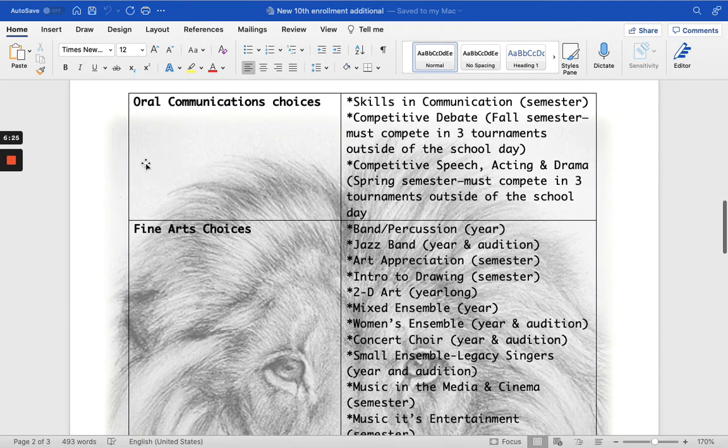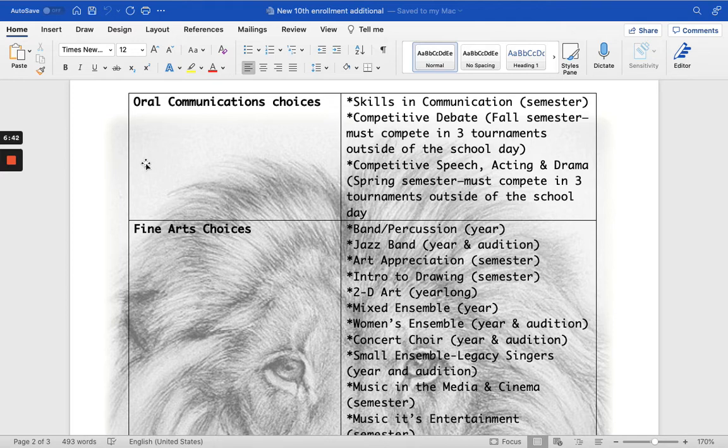Our oral communication choices. We offer 3 different options. The first one is Skills in Communications. It's only a semester long. It's your basic traditional speech class where you will learn how to give different types of speeches, and you'll learn how to critique speeches and get more comfortable speaking in front of others.